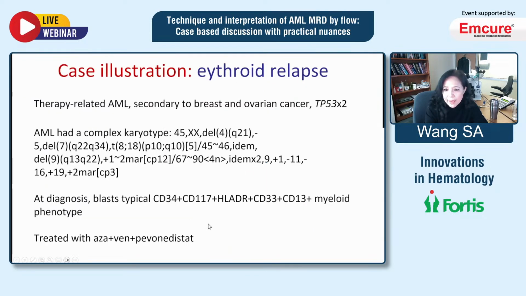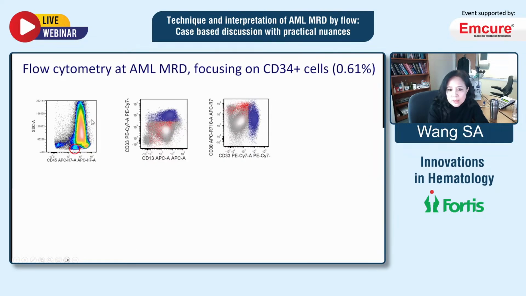I'm going to show you one actual case. The patient had a therapy-related AML, secondary to breast and ovarian cancer, with a biallelic TP53 mutation and complex karyotype. At the time of diagnosis, it was actually a typical CD34, CD117, HLA-DR, CD33, CD13 positive myeloid phenotype. Then the patient was also treated with a venetoclax-containing regimen. So when we look at this, at the bone marrow, we have very few cells in the CD45 dim area.